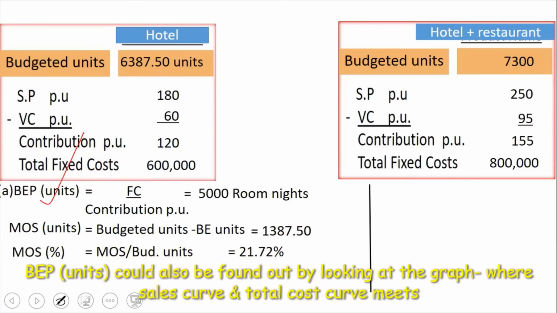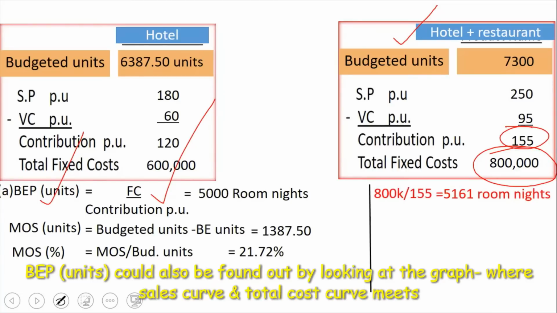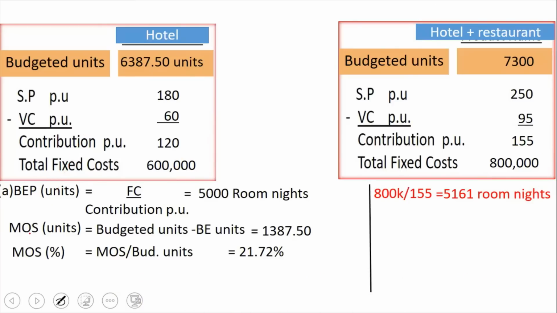So what is the break-even point in units for hotel plus restaurant? The formula is fixed cost divided by contribution per unit. So it is 800,000 divided by 155 per unit. So it is 5,161 room nights.